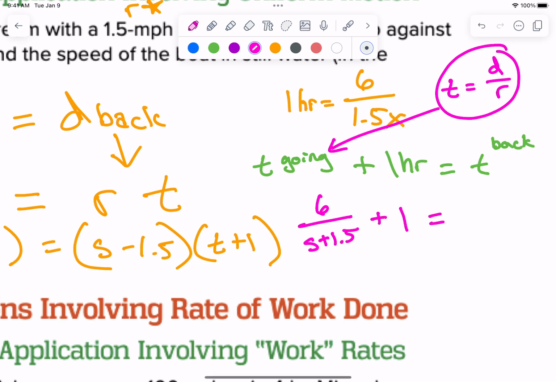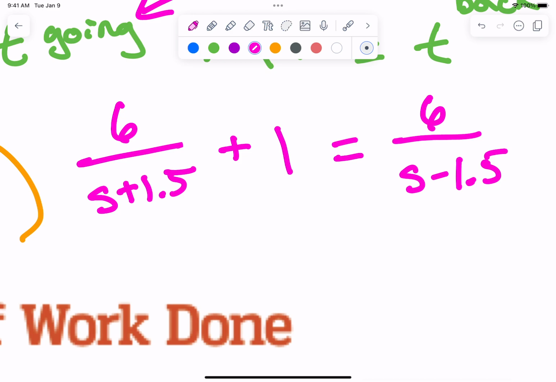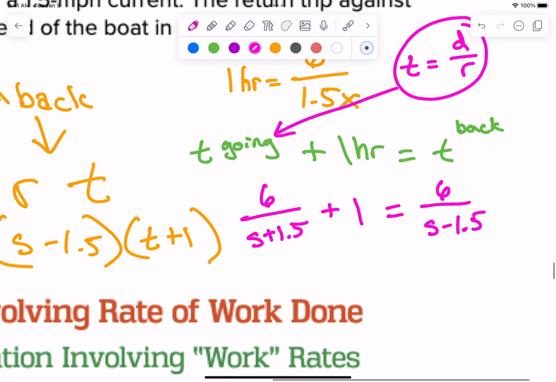Plus 1 equals the time coming back, which is distance divided by rate. What's the distance coming back? 6 divided by speed minus 1.5. The rate will be whatever my speed is minus 1.5. Do you see how that works? Yeah, for sure. Now write that down.